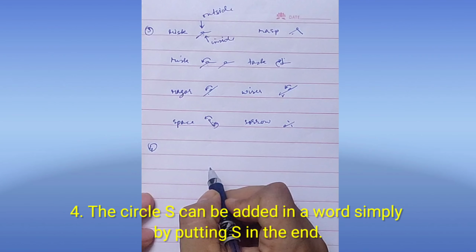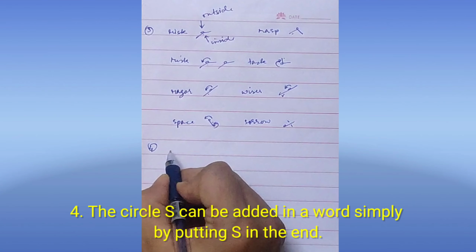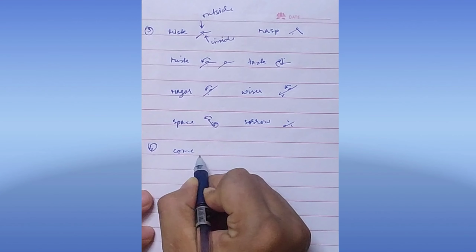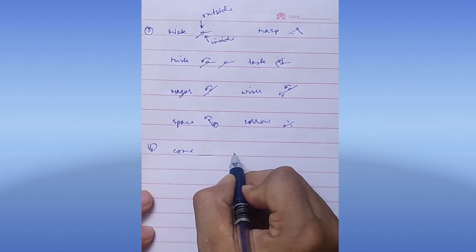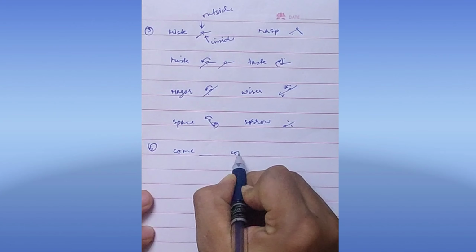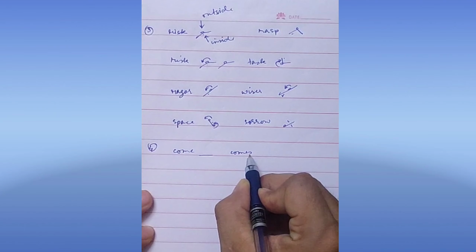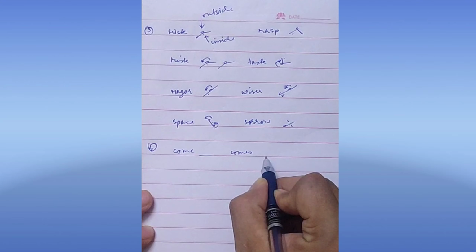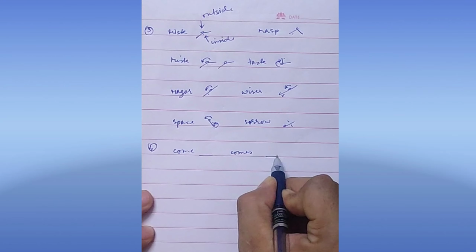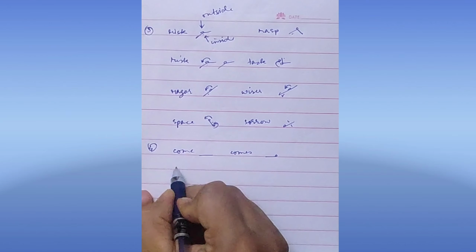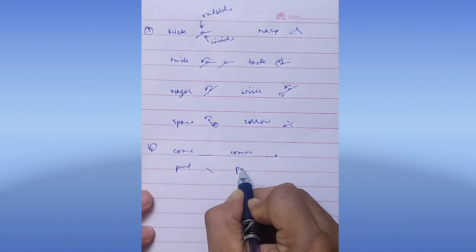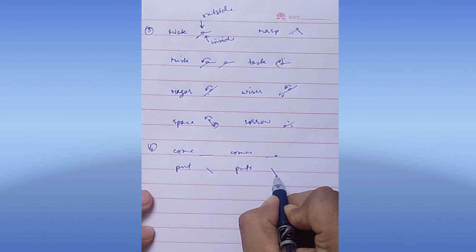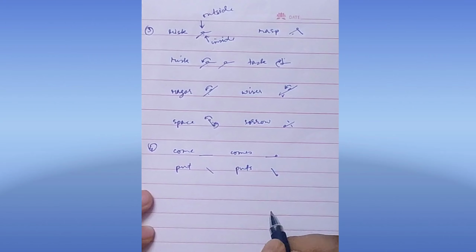Point number 4. The circle S can be added to a word simply by putting S at the end. We know that come is written like this, but if you add S to come, it means comes. So when you add S, you should write comes like this. Another example, put. So puts can be written like this, put and S means puts.